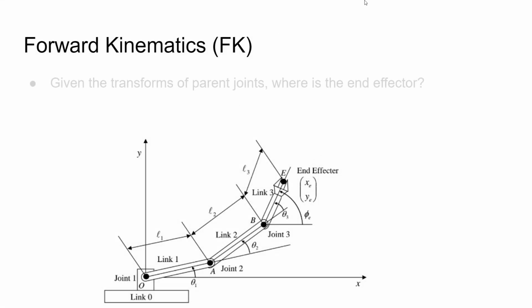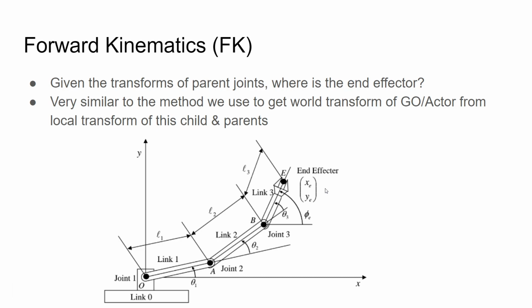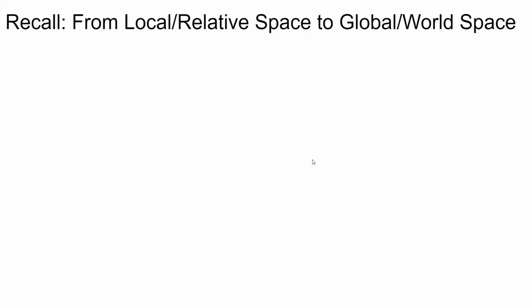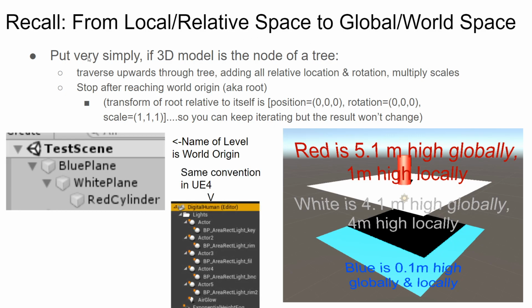So forward kinematics, this is the simpler of the kinematics methods. If you already know the transforms of all the parent joints, where is the end effector? Here's one of the super robotics-y figures that shows us. I don't think the robotics figures are the easiest to understand for us game developers or VR developers, but you can think of it as very similar to the method that we use to get the world transform of some game object from a bunch of local transforms. You might recall this old slide where we were converting from local to global space, and what you would basically do is, if you think of this parenting structure as a tree, in this case the red cylinder would be the leaf and the test scene would be the root.